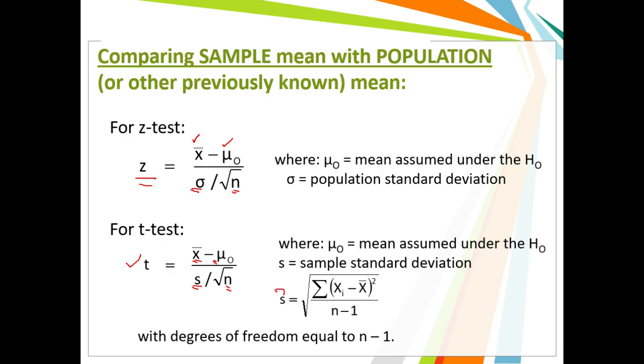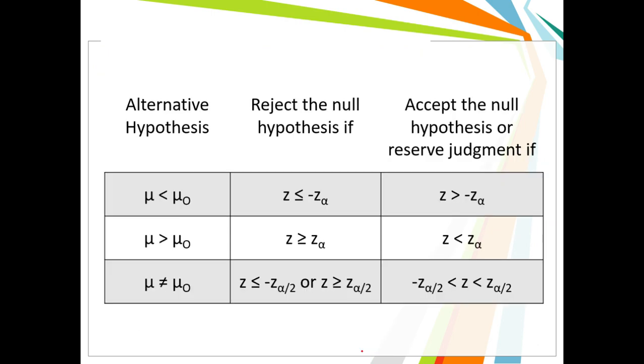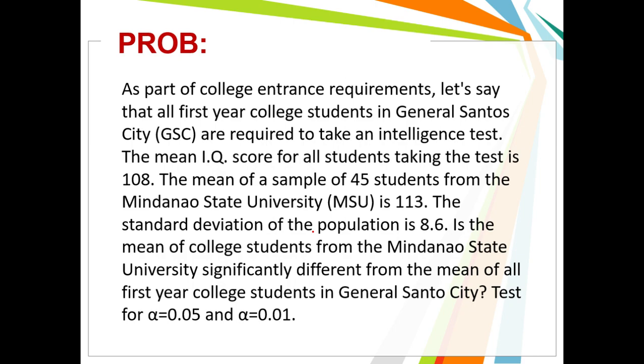Okay, so if we recall, yung ating population or ating sample na standard deviation is simply equal to the summation ng values minus the mean quantity squared and then i-add lang natin isa-isa, then divided by n minus 1. Okay, ang ating degrees of freedom is always equal to n minus 1. Okay, so and this is our table ng ating mga decision making. Kung less than yung ating alternative hypothesis, the exact opposite of that is our null hypothesis. Okay, and so on.